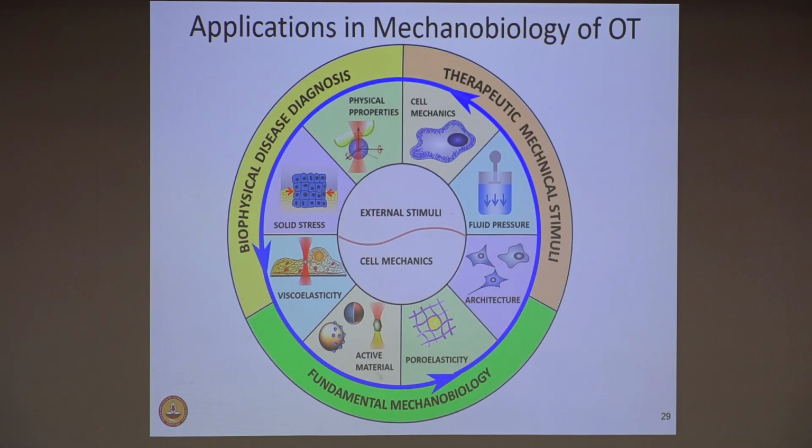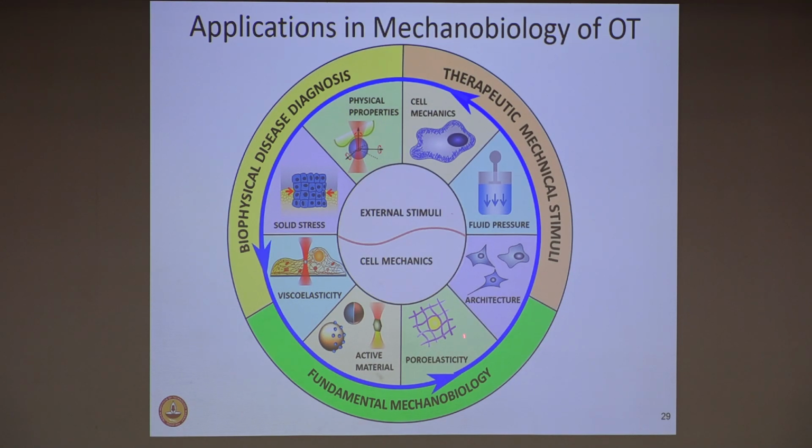To give you a sense of where we stand in mechanobiology using optical tweezers, you have the physical properties and disease diagnosis. Basically, you have solid stress, you have viscoelasticity inside the cell, and on the membrane. These two I have shown in this particular talk. And then you have solid stress at the epithelial cells, for example. You'll see the extracellular matrix behaving a certain way, and then you can study it for fundamental mechanobiology. You apply a stress, and you see how the system responds.